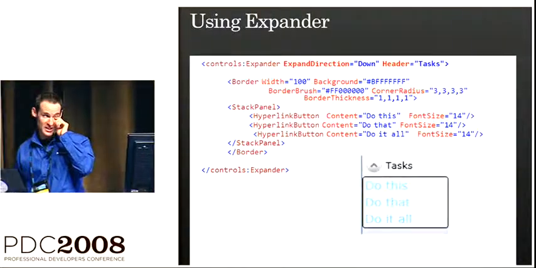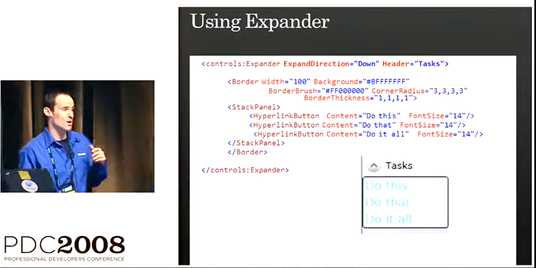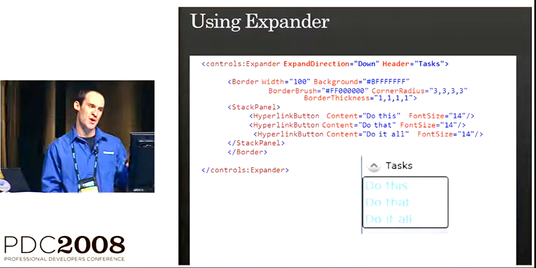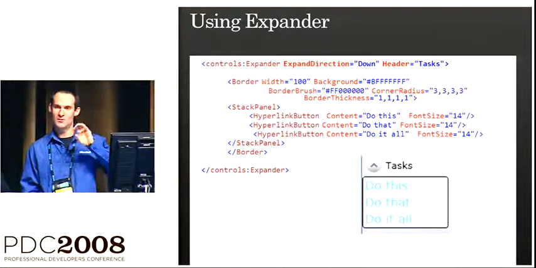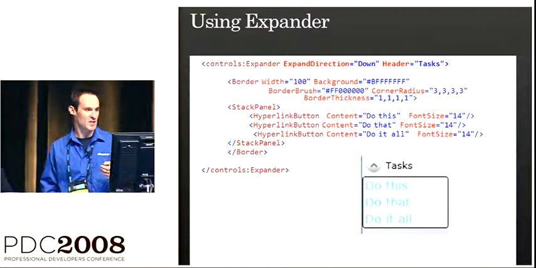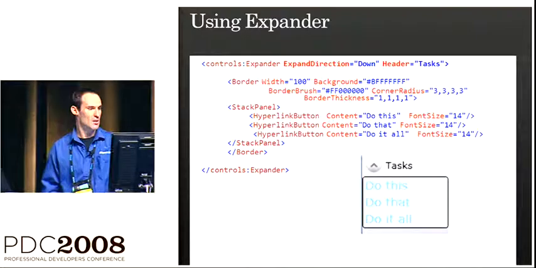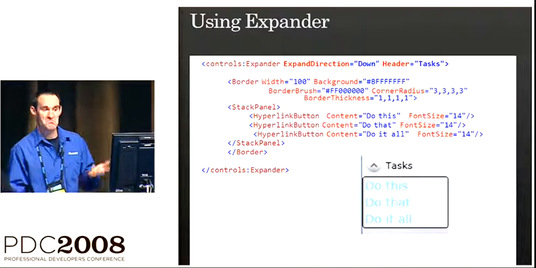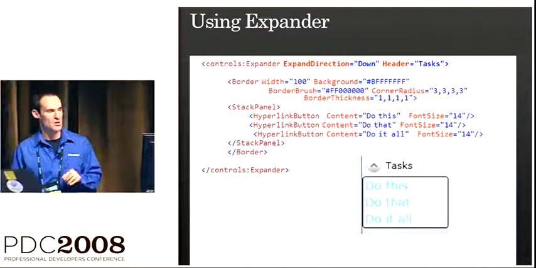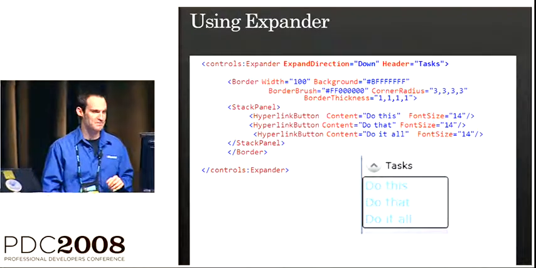So similarly, this is pretty easy to use. Controls expander. You can tell which direction you want it to expand, and depending on the direction, you get the arrow pointing in the right direction. In this case, it just takes some child content, a border control, and some hyperlinks. That's all there is to it. You add that to your application, drop some content inside, and you're off and running.